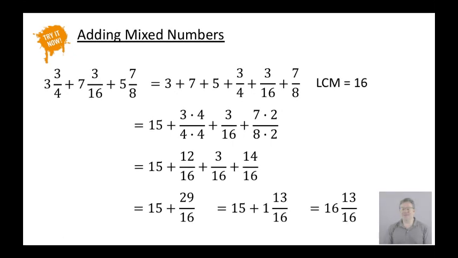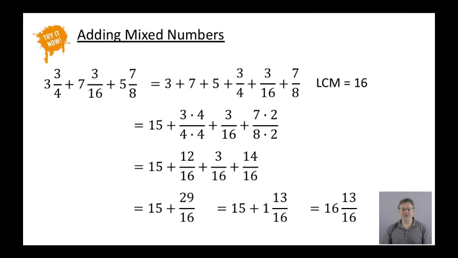Welcome back. We can see a very similar sequence of steps here to the problem from the previous slide. 3 plus 7 plus 5, those three whole numbers are being added together to form 15. And we're adding the fractions, 3/4, 3/16, and 7/8. The least common multiple there is 16, so that's our common denominator with which we proceed.